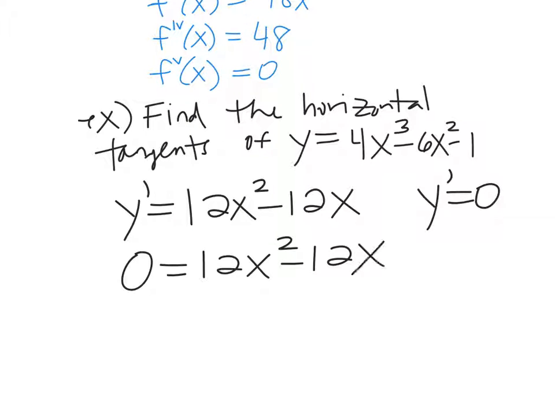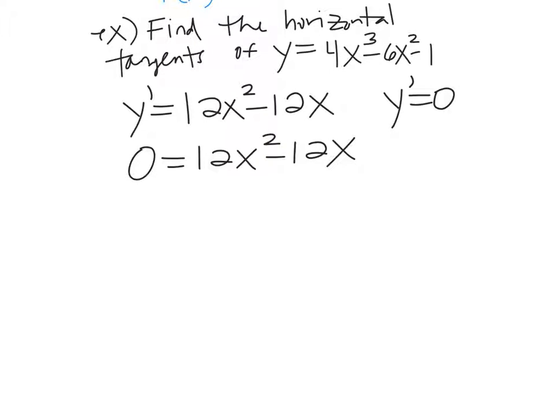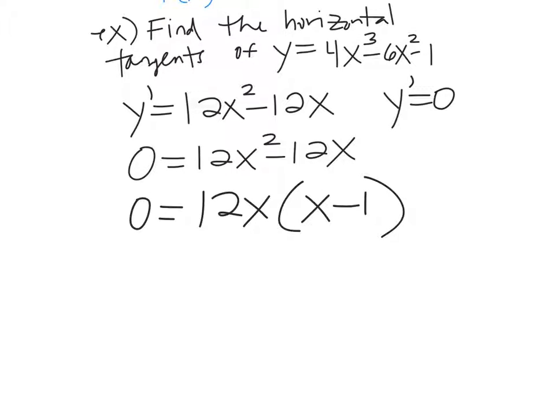Why do you have to take the derivative before you do all of this? Because the derivative is the slope of the tangent. So if I know that the slope of my tangent is horizontal, I know the slope of my tangent is 0, so when I take the derivative, I can just plug 0 in and solve. Now, do you know how to solve this? You can factor it. Factor out a 12x, and you're left with x minus 1. So x would be 0 or positive 1.